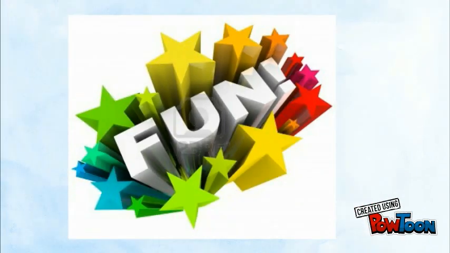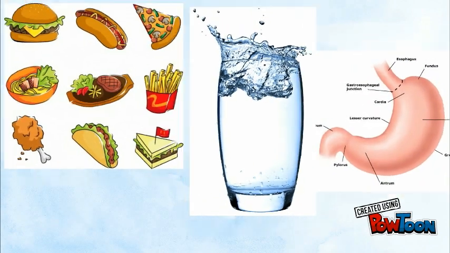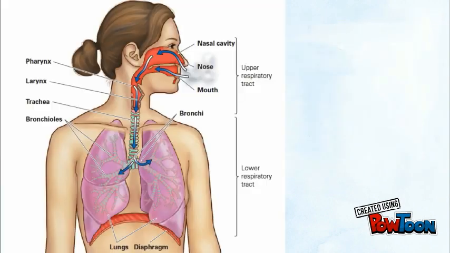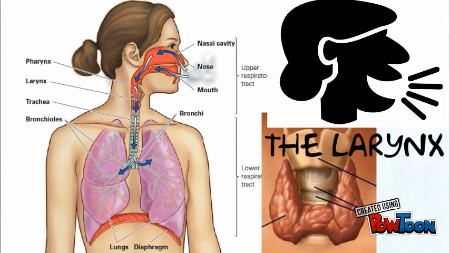While it would be lots of fun to follow the food and water into the stomach, our job today is to follow the oxygen molecule, so it's off to the lungs for us. Before we can arrive at the lungs, we must pass through a few other places. First, the air travels into the larynx, or voice box. The larynx is what allows you to speak.